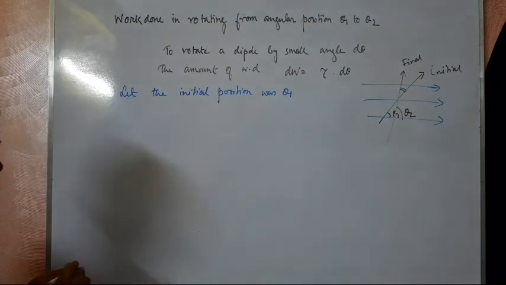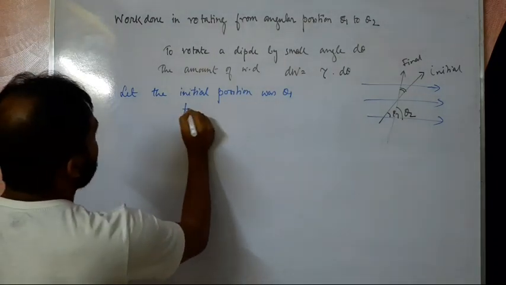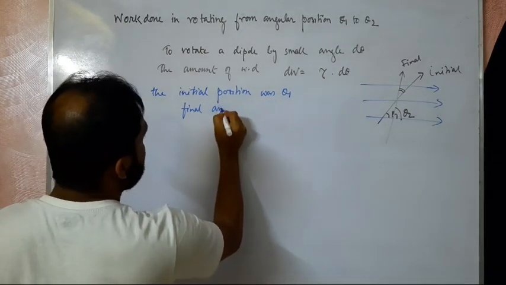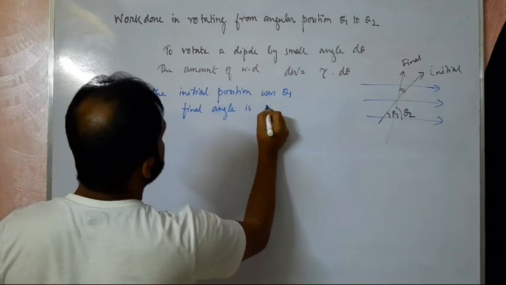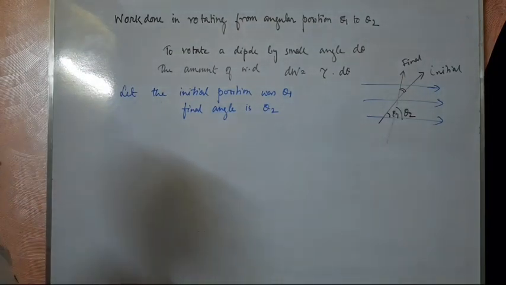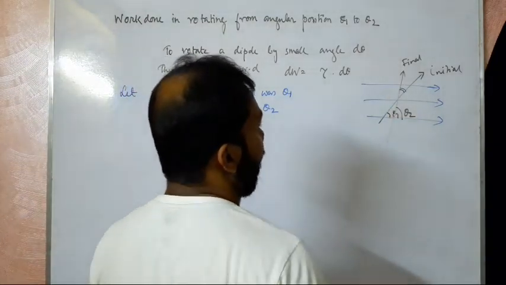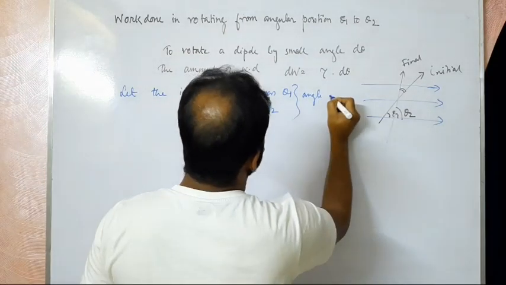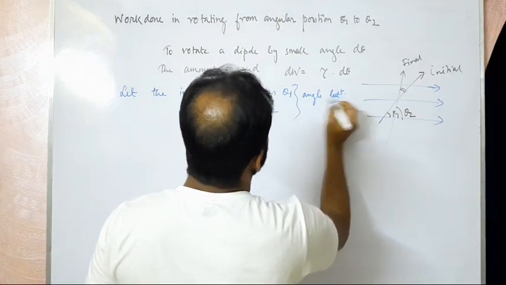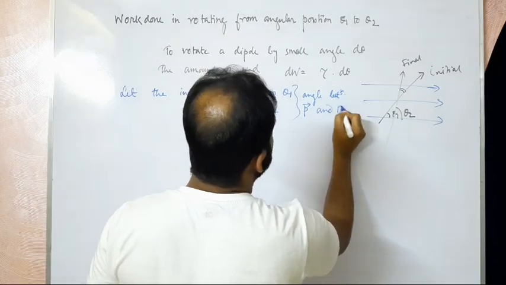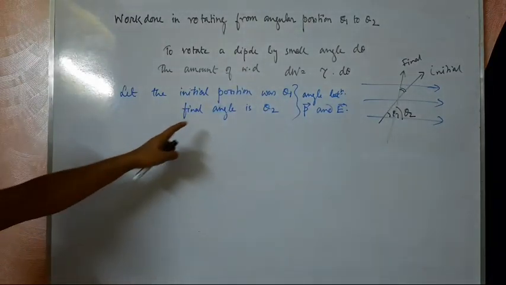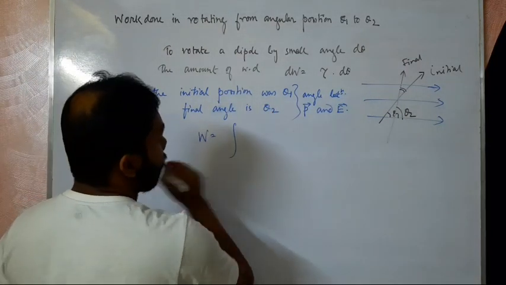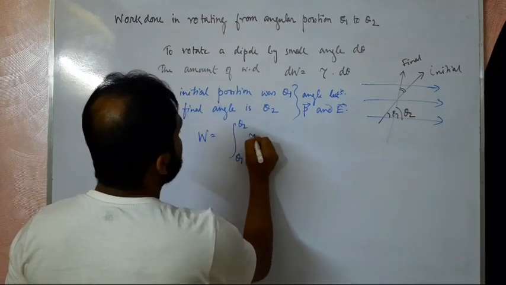Let the initial position be θ1 and the final angle be θ2. Now, angle means the angle between the dipole moment and the electric field. These θ1 and θ2 are obviously the angles between the dipole moment and electric field, for the initial position and final position. So what will be the total amount of work done? Work done will be the integral from θ1 to θ2 of τ dθ.